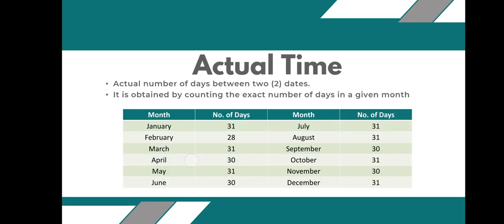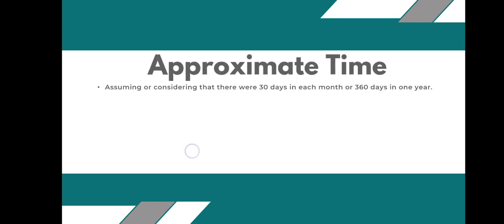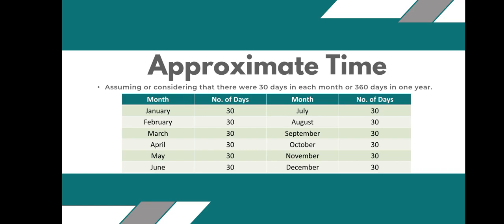So, compare natin si actual time. Yan, si January, meron siyang 31, February 28, hanggang sa kay November, meron 30, and December, meron 31. So, ito yung exact number of days. Whereas, si approximate naman, it assumes that there were 30 days in each month. So, kaya lahat ng buwan ay merong 30 days.